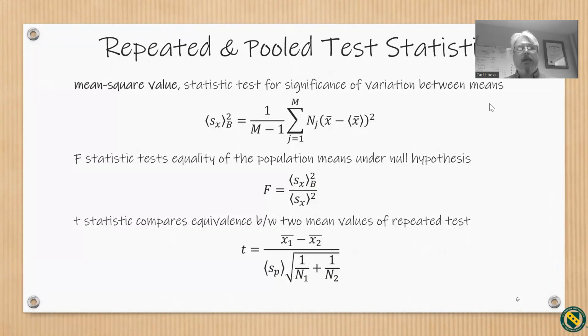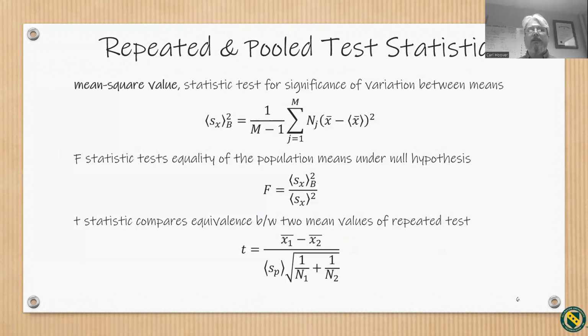We're also going to look at the mean square value, and the mean square value is a statistic used to test the significance of variation between the sample means, and that's denoted by bracket S X squared sub B. So what we do is we subtract each mean from the pooled mean, square that, and multiply that number by the number of samples N, sum it up for all repeated tests M, and then divide by M minus 1. S sub X squared sub B is a simple measure of the variance of the pooled means.